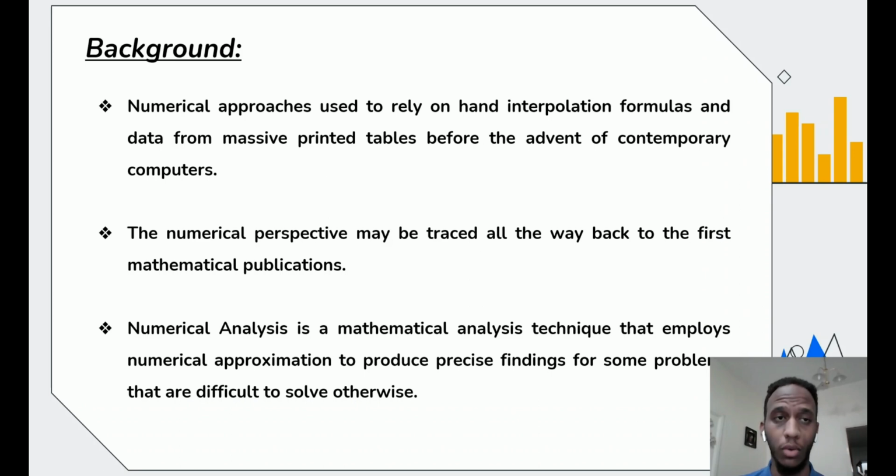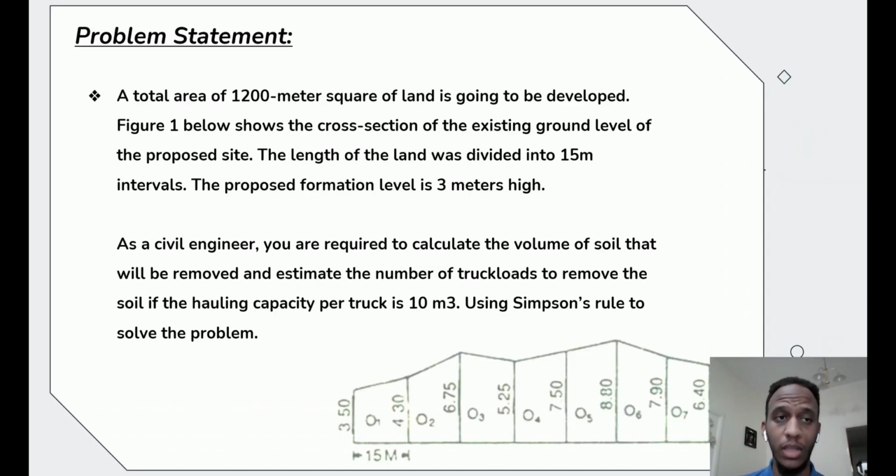difficult to solve otherwise. As for the problem statement, we are given a total area of 1200 meters square of land that is going to be developed. As shown in figure 1 below, the cross-section of the existing ground level of the proposed site and the length of the land is divided into 15 intervals. The proposed formation level is 3 meters high.